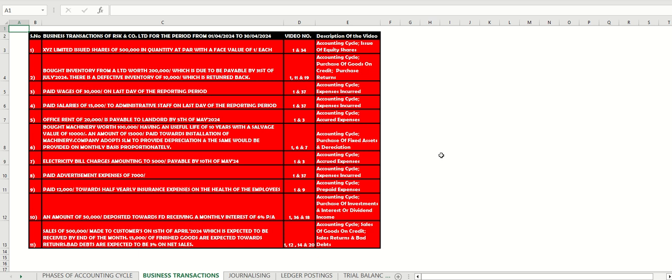So what is this business transaction all about? This RSK and Co had bought some machinery worth 1 lakh, and the useful life of the machinery is 10 years, and the salvage value is 10,000. Also, some installation expenses have been paid towards installing that machinery, and the amount which has been paid is 15,000. And for the purpose of depreciation, the company adopts straight line method to provide the depreciation in the books of the accounts.